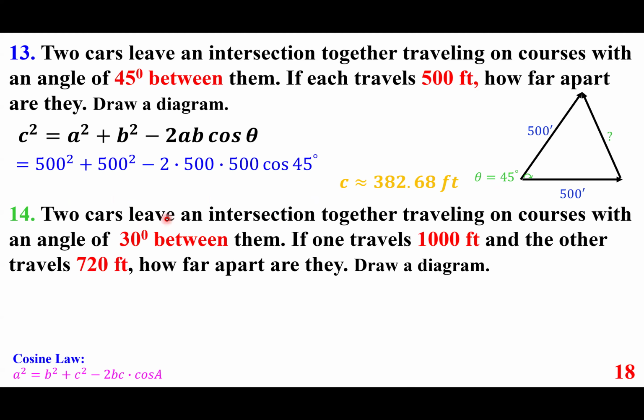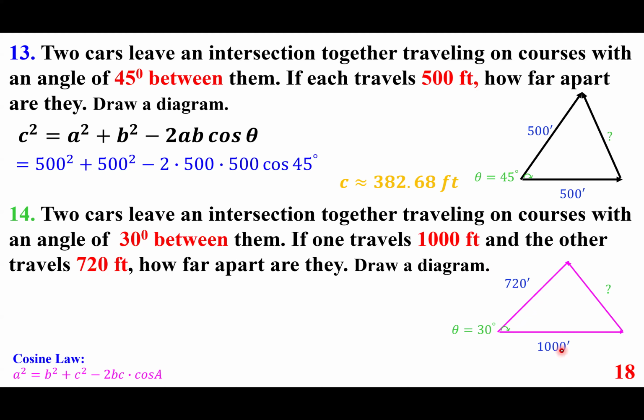Two cars leave an intersection together, traveling on courses with an angle of 30 degrees between them. If one travels 1,000 feet, the other one 720 feet. Now, how far apart are they? Draw a diagram. So one is going this way, one is going that way, making a 30-degree angle in between. One of them is covering 720 feet, one of them is covering 1,000 feet. So what's the distance between the two?